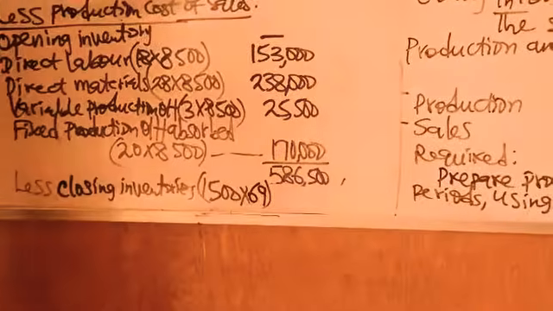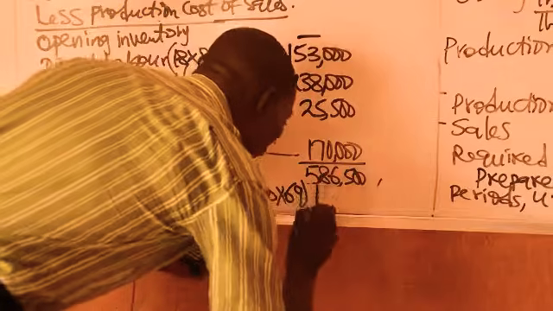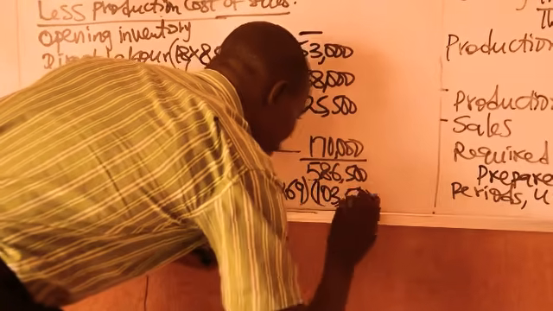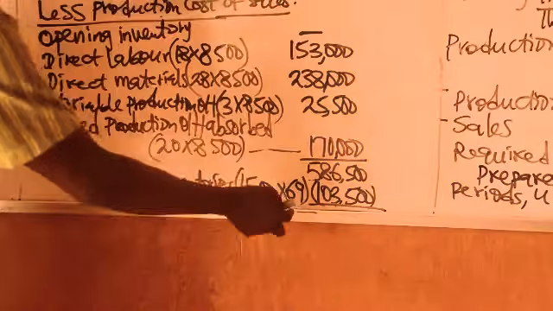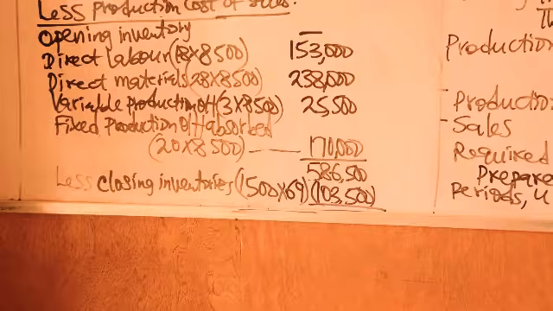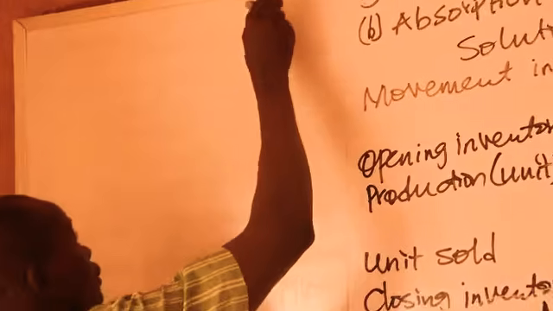So you take that 69. We have 1,500 times 69, and that will give us 103,500. Now you subtract it from 586,500, and you have 483,000.